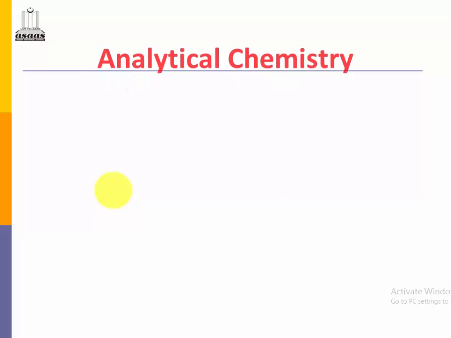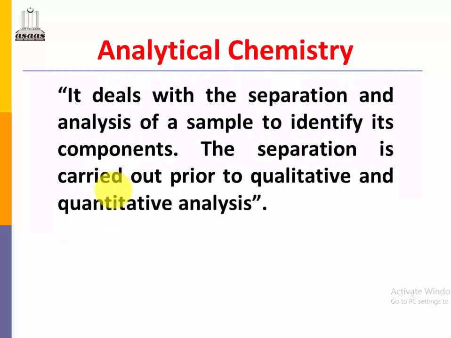Next branch is analytical chemistry. It deals with the separation and analysis of a sample to identify its components. The separation is carried out prior to qualitative and quantitative analysis. So we repeat the definition again. It deals with the separation and analysis of a sample to identify its components. The separation is carried out prior to qualitative and quantitative analysis.